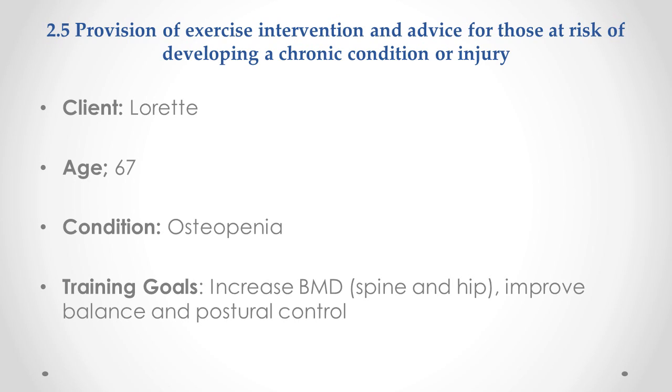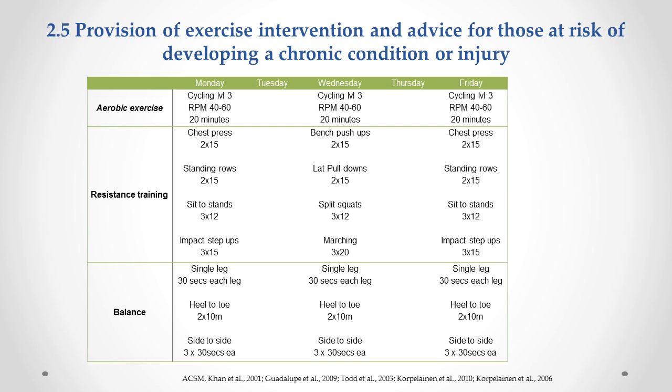This particular client, named Lorette, is a 67-year-old female with osteopenia. She is at greater risk of developing osteoporosis if she does not improve her bone mineral density. Her current training goals are to increase bone mineral density, improve balance, and postural control. Using the latest research about osteopenia and osteoporosis, the program shown here was developed for Lorette.